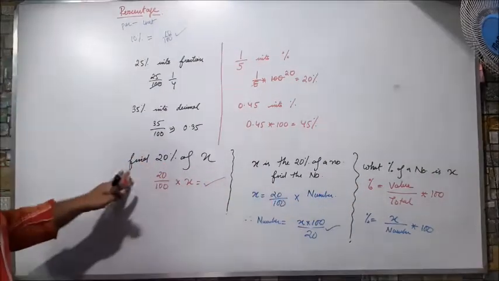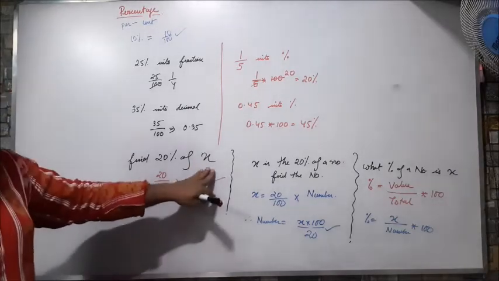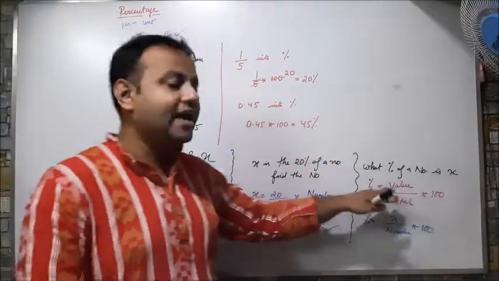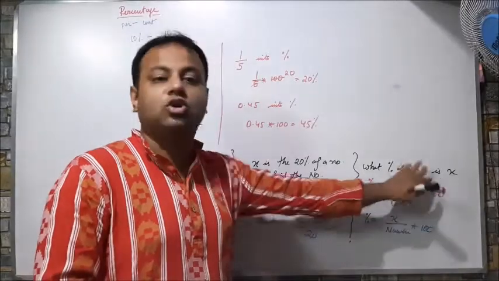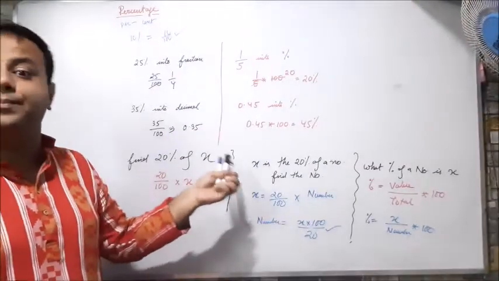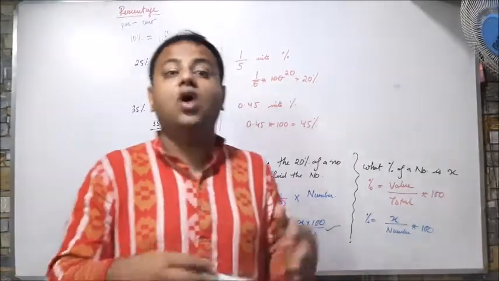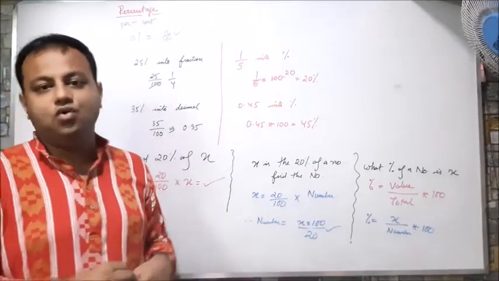Okay, and this is how you can calculate the number, the value when the total number is given. Here you can calculate the total number when the value is given, and here you can calculate the percentage when both the value and the total number are given. So these are the basic things that you must know about percentage. Next, you will be asked various word problems related to percentages. Let us see one by one.